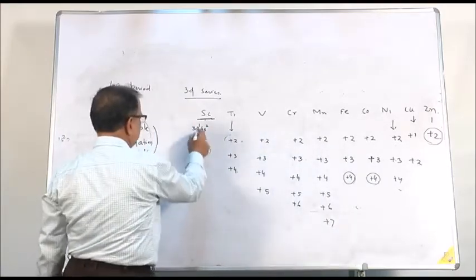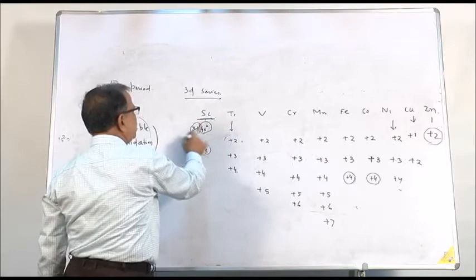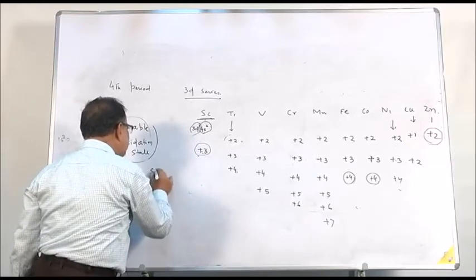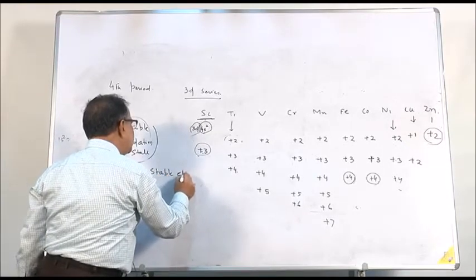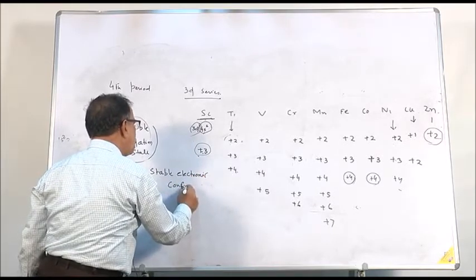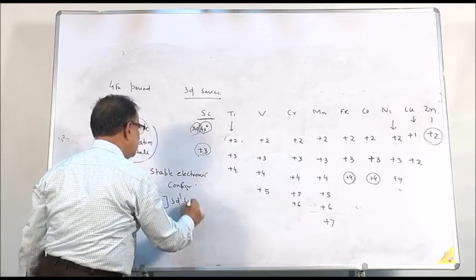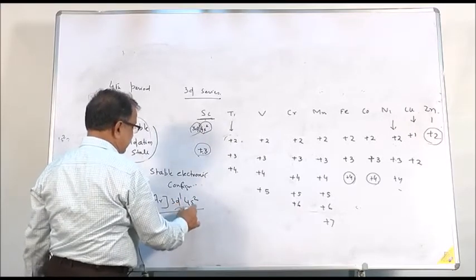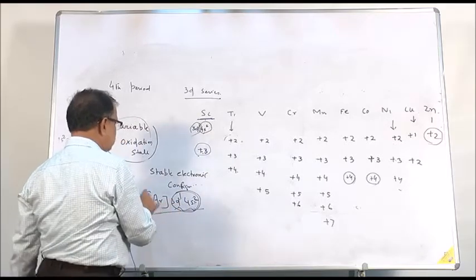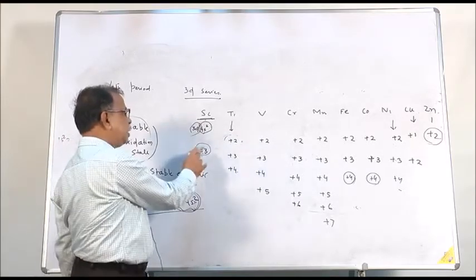In scandium, when 2 electrons are removed, it remains 3d1. This 3d1 is easily removed, making the stable electronic configuration of argon. It is argon 3d1 4s2. After removal of the ionization energy, we can remove 3 electrons, and it again reaches the stable argon configuration. It fulfills the octet rule.